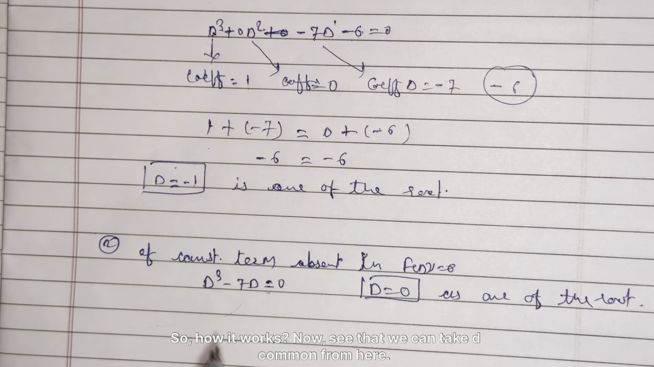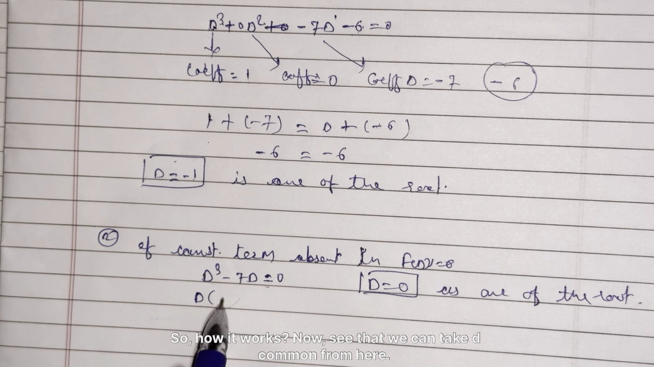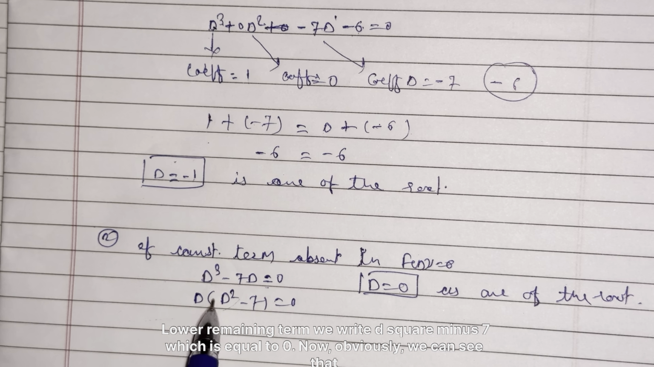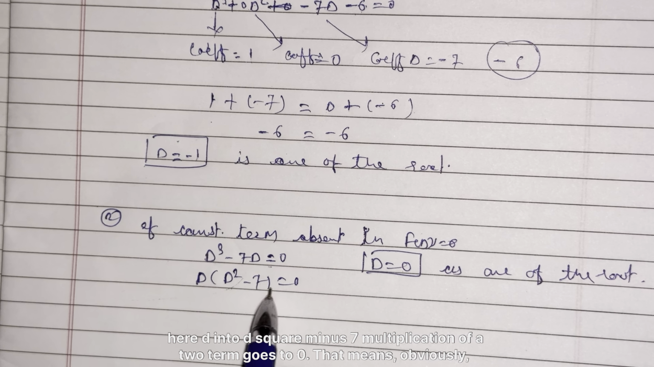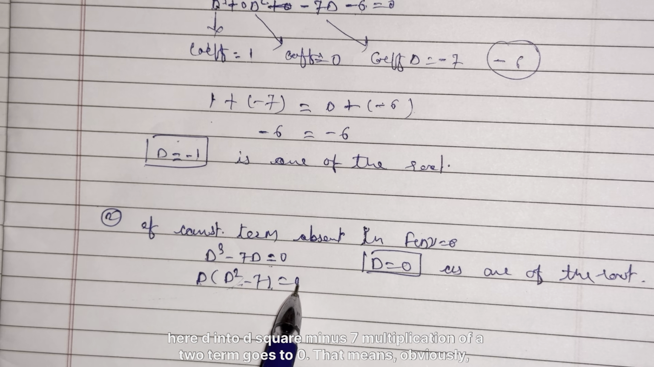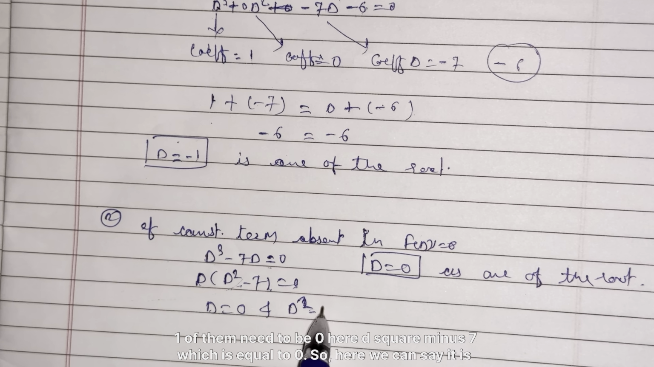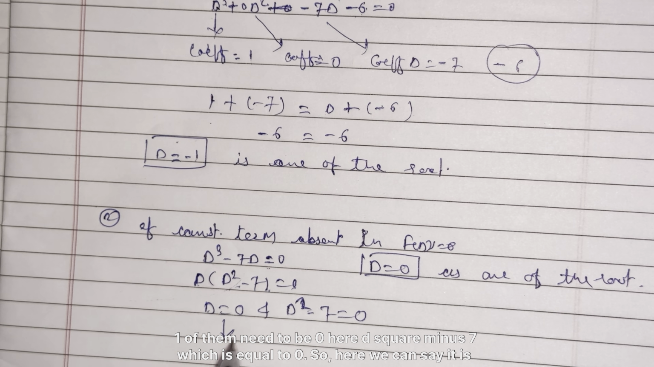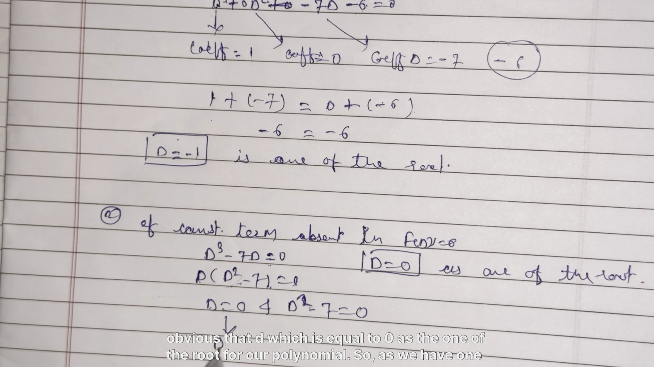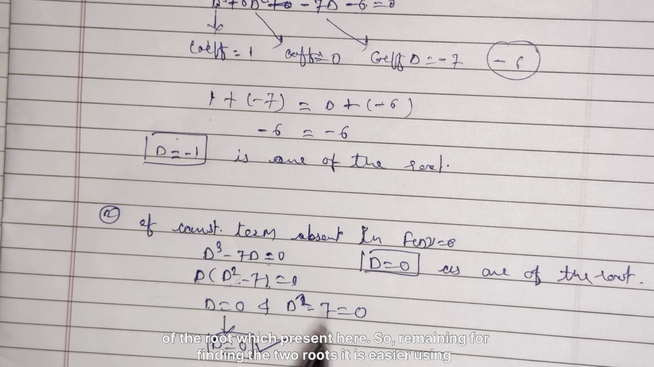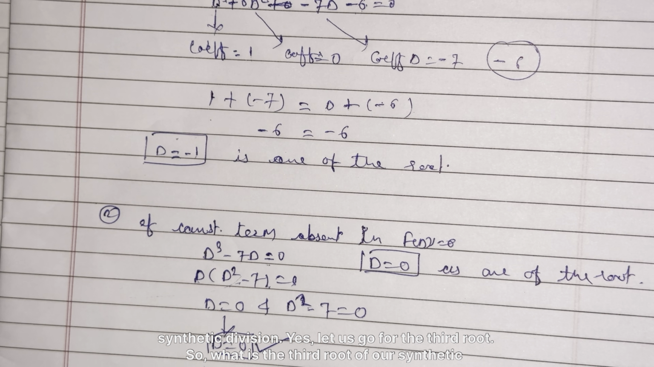How it works: we can take d common from here, and the remaining term is d square minus 7 equal to 0. Obviously d into d square minus 7, the multiplication of two terms equals 0, so one of the terms needs to be 0. So d equal to 0 is one of the roots for our polynomial. As we have one root, for finding the remaining two roots it is easier using synthetic division.